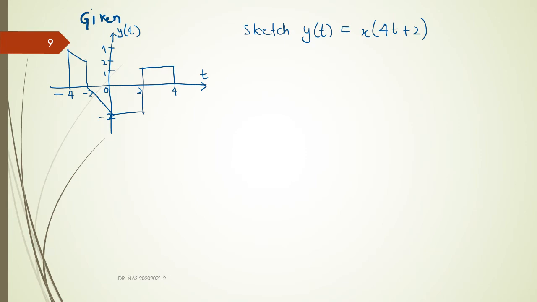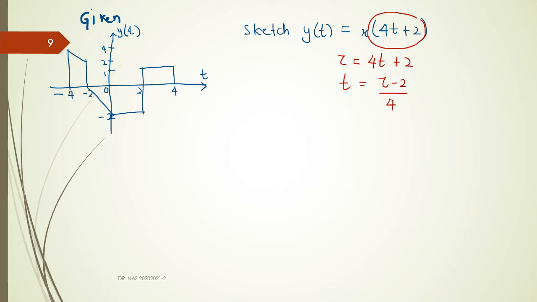Okay, let's have another example. Given a signal as shown, you need to sketch a new signal given by this equation. From the equation you can determine what tau is. In this case, tau equals 4t plus 2. So what is your new t? It equals (tau minus 2) divided by 4.